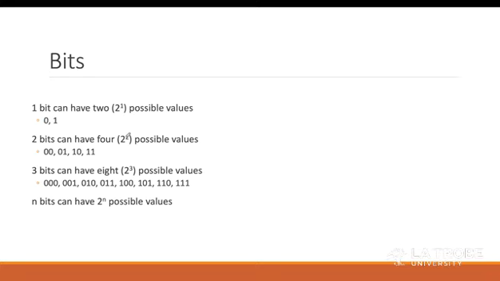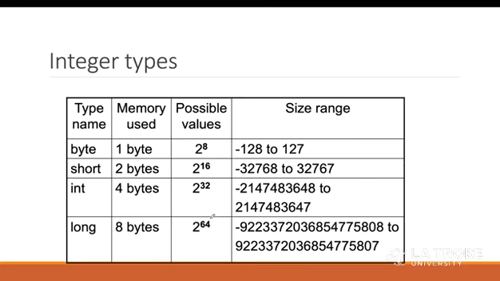Talking about bits, if you have just one bit, you can have 2 raised to 1 possible values, and they will be 0 and 1. If you have 2 bits, then you can have 2 raised to 2, which is 4 possible combinations: 0 0, 0 1, 1 0 and 1 1. If you have 3 bits, then it will have 2 raised to 3, which is 8 possible combinations, from decimal 0 to decimal 7. Likewise, if you have n bits, then you can have 2 raised to n possible values.